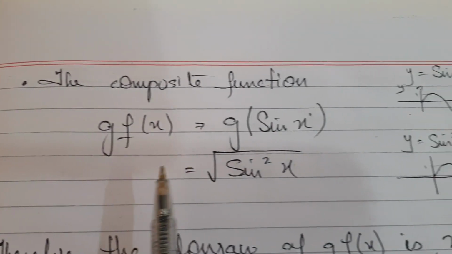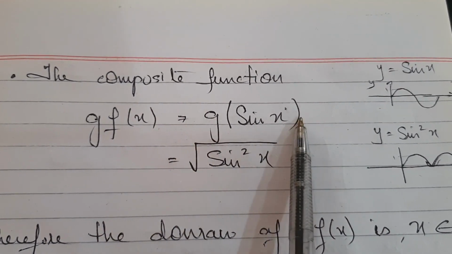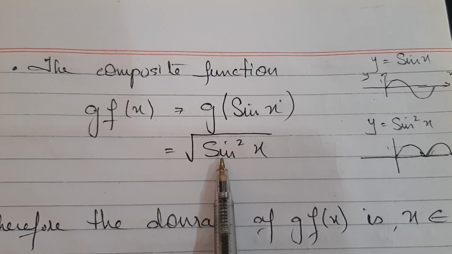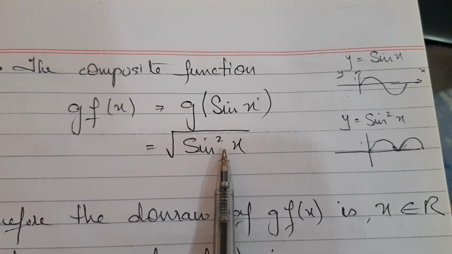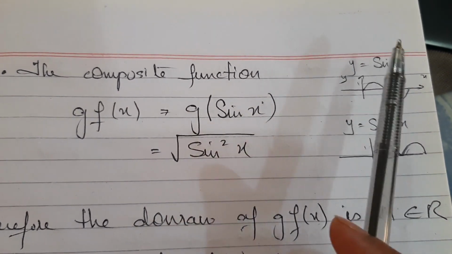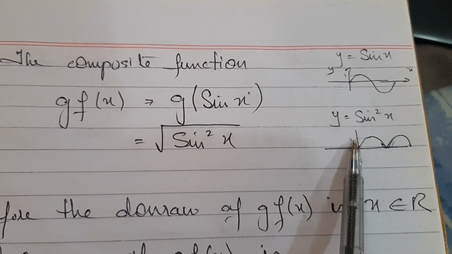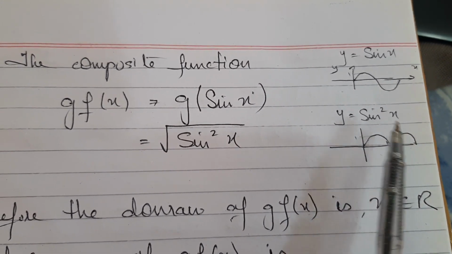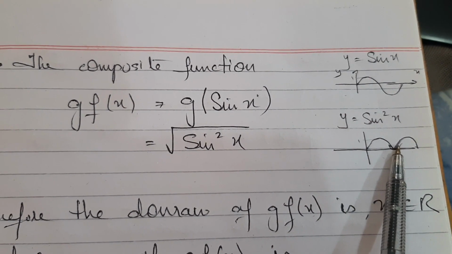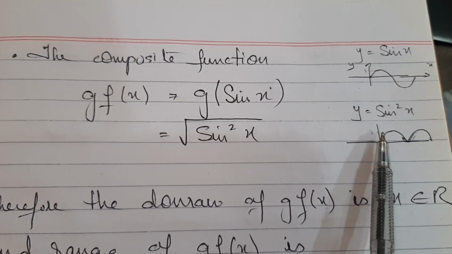Now we have to find out g of f of x. So my function f of x is sine x, and when it goes in place of root x square, it becomes root of sine square x. Now you might have done in the trigonometry chapter that the graph of sine is like this, and the graph of sine square x is like this, and root of sine square is also very much like this, a little bit different, but the highest and lowest point is the same.